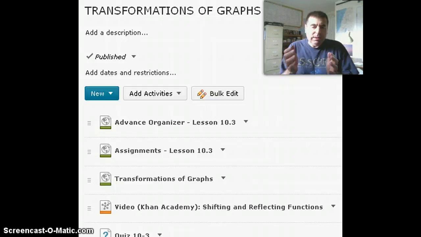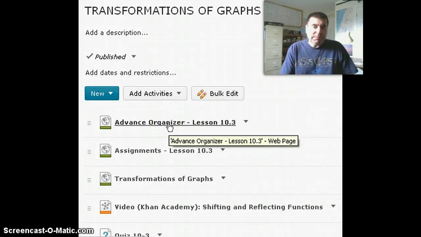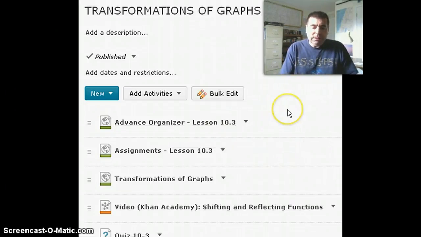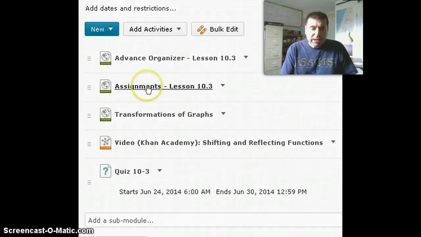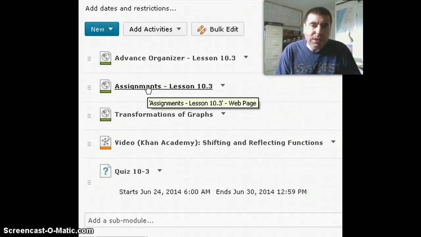The title of our tasks is transformation of graphs. We have our organizer, which does a very good job of explaining we need to do horizontal, vertical, compression. We need to do reflection. We need to understand how the formulas or the expression of a function are related to transformations. So keep that in mind. You have your assignment. I really do like the reading. It's very well done. And you have your problems.